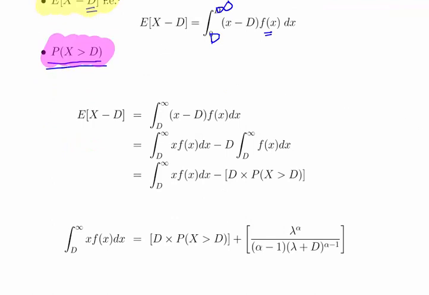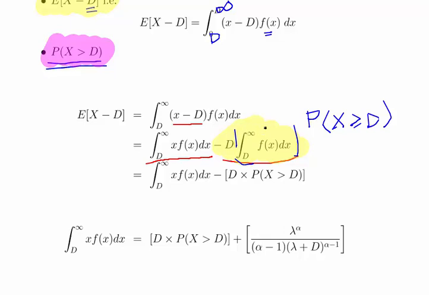Now first off, what I'm going to do here is demonstrate that we can break this up into two parts. So we have x minus d times f of x, so we can break this up into one expression here, and another expression here, so it's broken up into two. Now this second expression here, what's this? This is actually the probability of x greater than d, this part here.